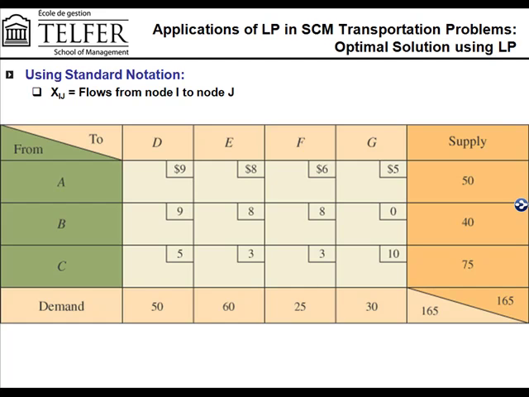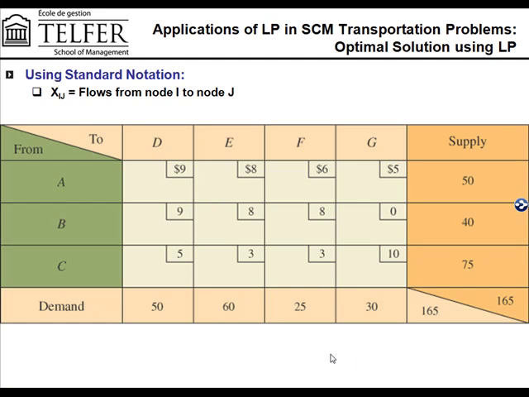I'll show you the manual formulation before I move on to the Excel spreadsheet formulation of this. In the formulation, I'm going to again use x sub ij as the flow from node i to node j. So x sub AD will show the flow from A to D.